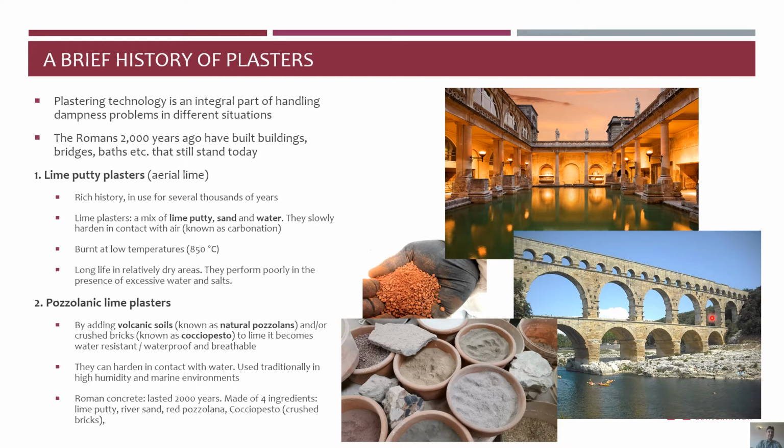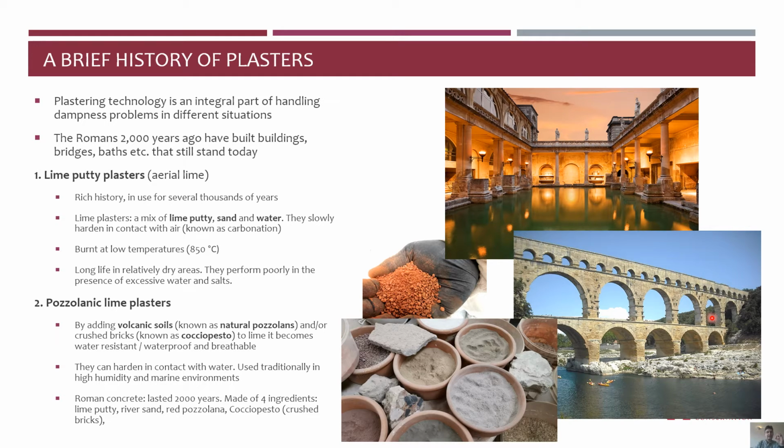The first type of plaster in history was the lime putty plaster, also known as air lime or putty lime plasters. They have a rich history going back easily 5,000 years, and they are a mix of lime putty, sand, and water. These plasters slowly harden in contact with air. They carbonate. They are manufactured, or burnt, at low temperature, around 850 to 900 degrees, and they have a long life. They last a long time in relatively dry areas.